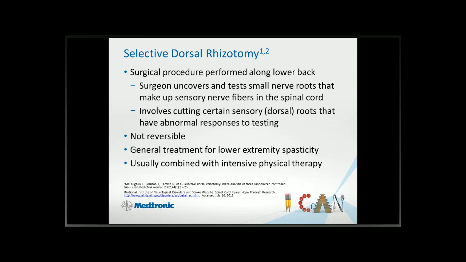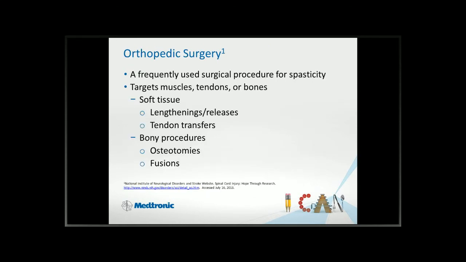Orthopedic surgeries are a more common procedure for patients with spasticity. Orthopedic surgery targets muscles, tendons, or bones to reduce spasticity or release the tightness causing the deformities in spastic limbs or in the spine. Orthopedic surgery can include tendon or muscle lengthening or releases, tendon transfers, as well as osteotomies and bony fusions to correct deformities that are caused by spasticity.